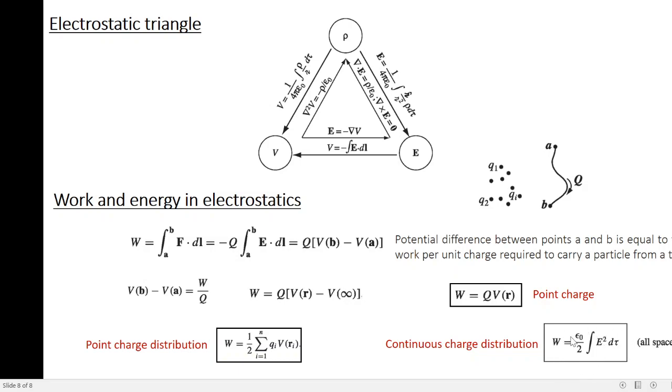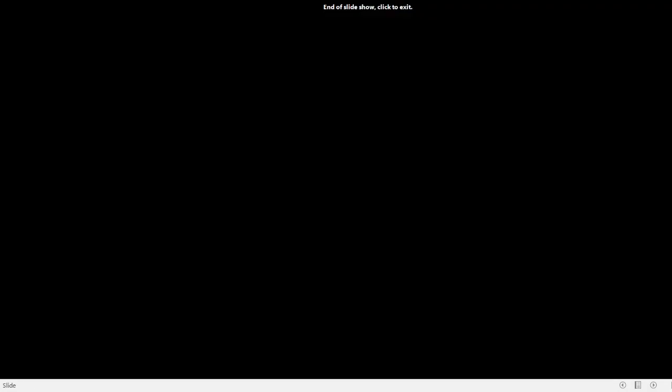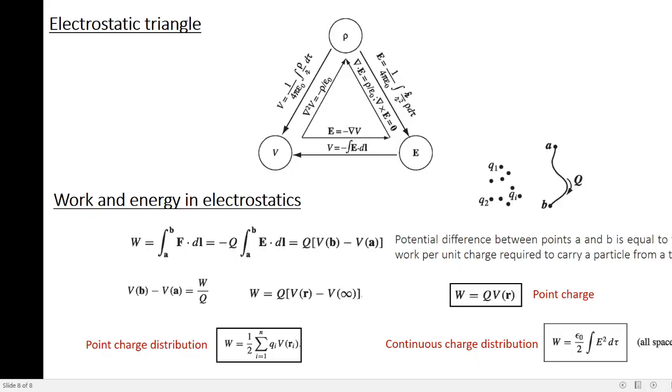And this particular equation becomes very important in the case of electrodynamics, because you will find that the energy carried by the electromagnetic field is partly due to this work done. So that's about a summary of electrostatics, and in the next class we will talk about electrostatic field in matter.